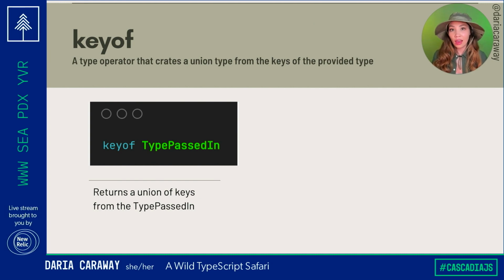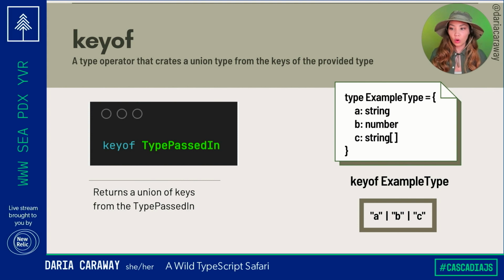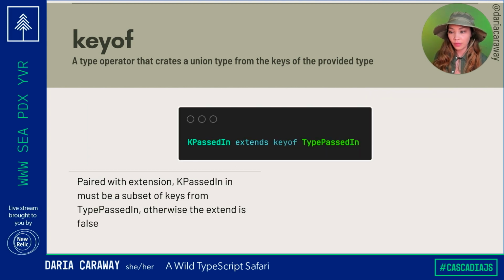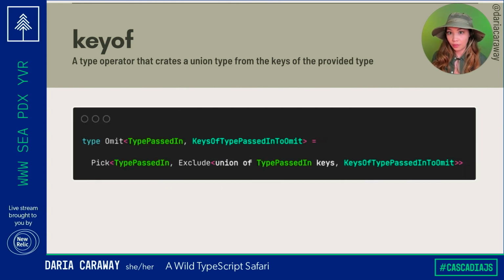Here we have a key of operator. Key of creates a union type from all of the keys of the provided type. So if we were to pass in a type example type, which is A string, B number, C string array, and we pass example type into the key of operator, we're going to get a union type of A or B or C. Then we're going to combine that with extends. So we're saying that K passed in must be a subset of the strings in the union, which are the keys of the type passed in. Otherwise, TypeScript is going to give us an error.